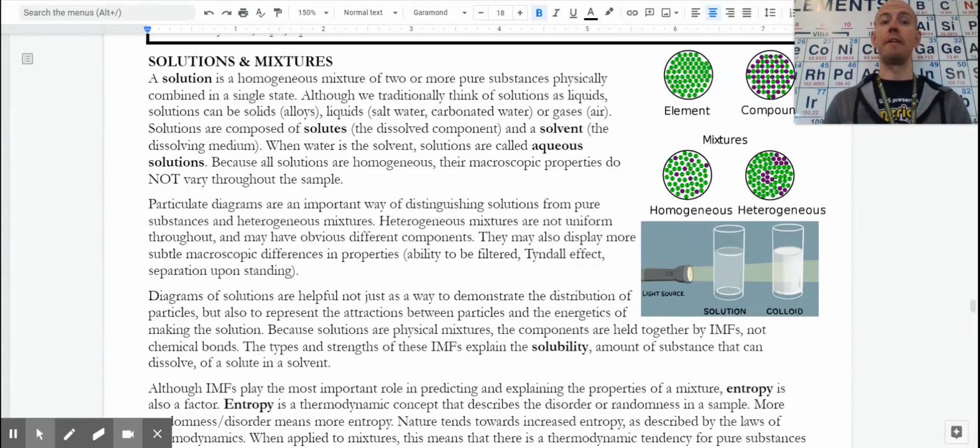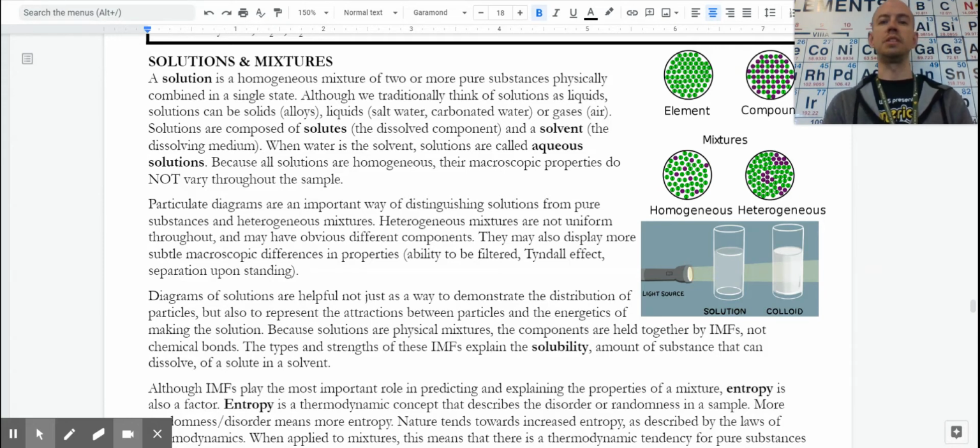So IMFs are all about physical properties or the attractions between particles, not the bonds within those molecules. And one of the ways that we can attract particles or have a physical change is to mix things together. So when we make an element and turn it into a compound or a compound into another compound, we make some bonds, we break some bonds, that's a chemical change. But when I take things and put them together physically, either in a homogeneous or heterogeneous mixture, then I have undergone a change that involves breaking and making IMFs.